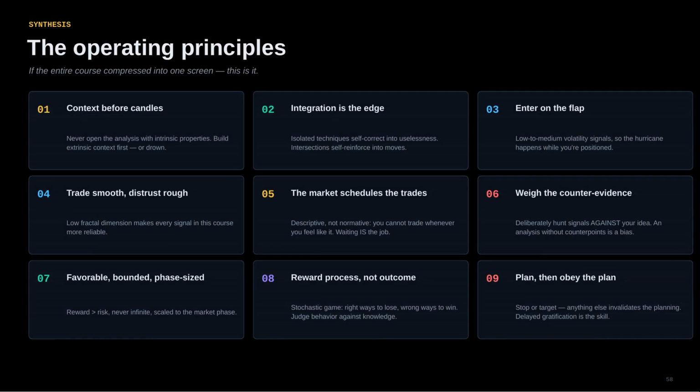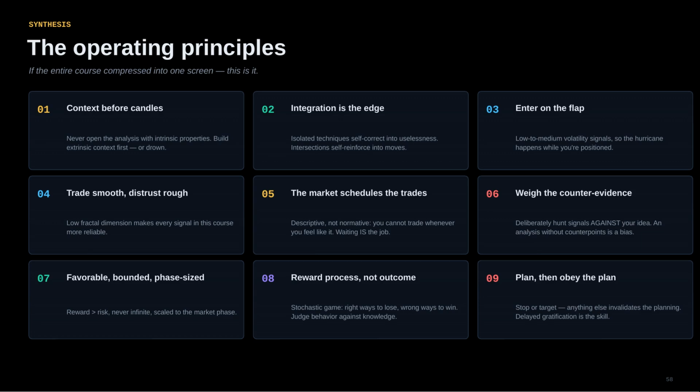Context before candles. Never start the analysis at the intrinsic level. Integration is the edge. Isolated techniques self-correct into uselessness. Intersections self-reinforce into moves. Enter on the flap. Low volatility in, expansion after. Trade smooth, distrust rough. The market schedules the trades. You cannot trade whenever you feel like it. Waiting is the job.